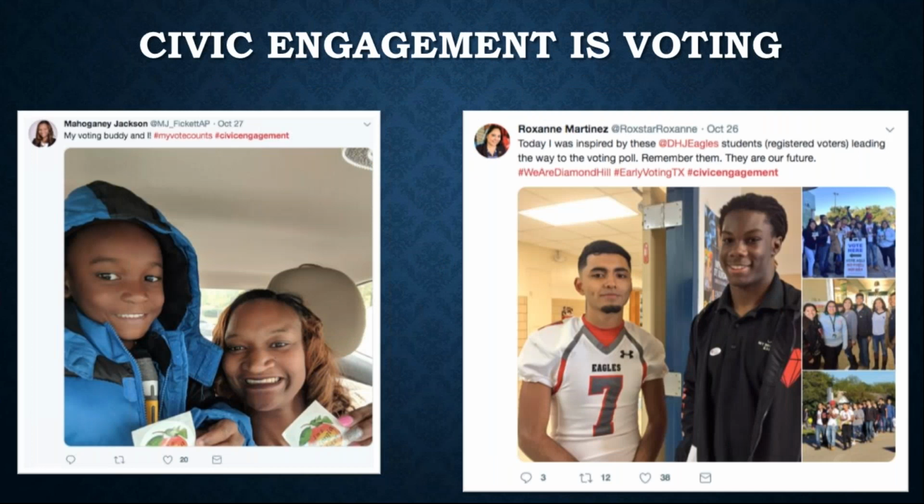One of our first go-tos is that civic engagement is voting. Some of you talked about having the mock election as well as teaching students to become informed citizens. And what we see here in these two tweets, in the first one, we have a mother from Georgia who took her son with her to help model what it means to be civically engaged by going and becoming a voter.